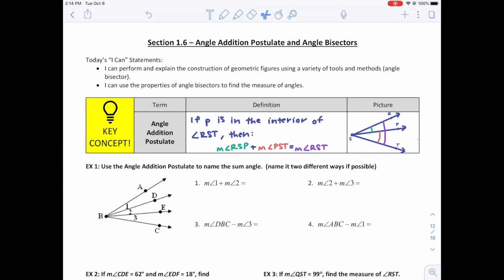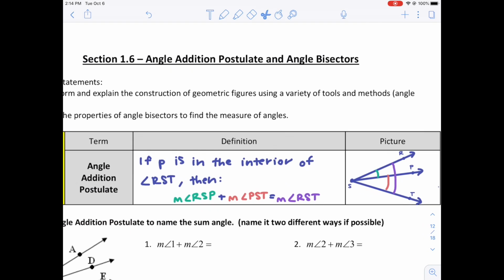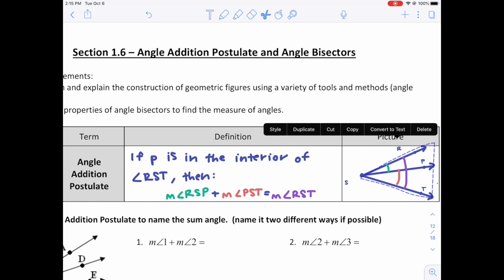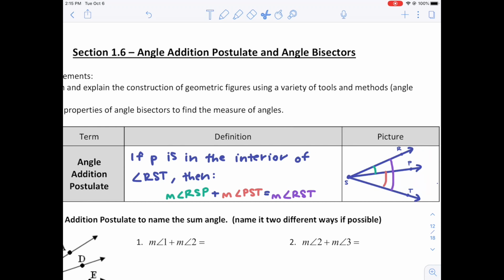So go ahead and pause the video and carefully write down the definition of angle addition postulate. Also copy down the picture. Okay, so the definition of angle addition postulate says that if point P is in the interior of angle RST, so again, look what's going on. Here's a bigger angle RST, and then I have point P on the interior, and SP is a ray. Okay, so it's like I have two little angles and they're going to give me a larger angle.